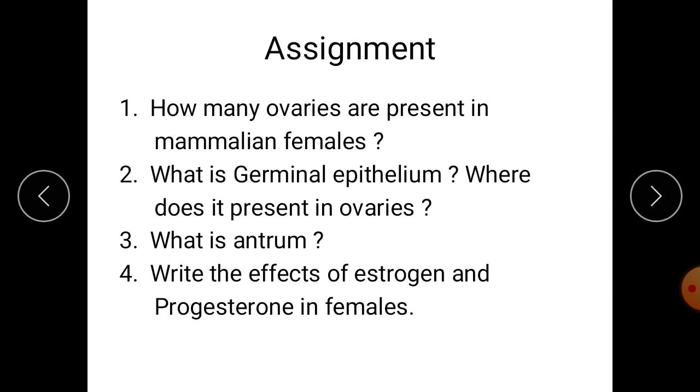Assignment. So here we can observe 4 questions. First question is, how many ovaries are present in a mammalian female? Very simple question. Then what is germinal epithelium? Where is it present in ovaries? The third question is, what is antrum? You have to give answer. Write the effects of estrogen and progesterone in females. Okay, so these are the 4 questions you have to attempt.